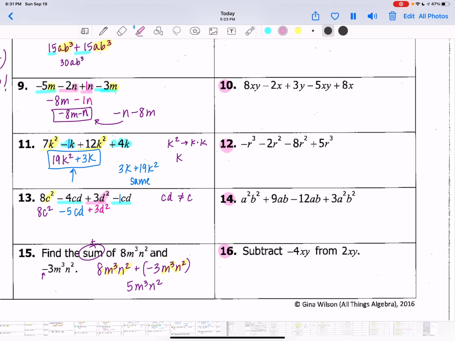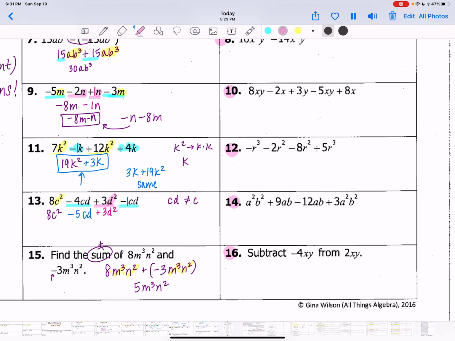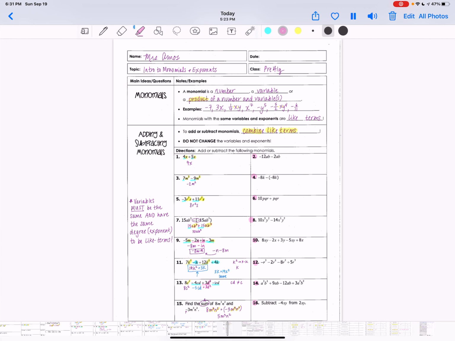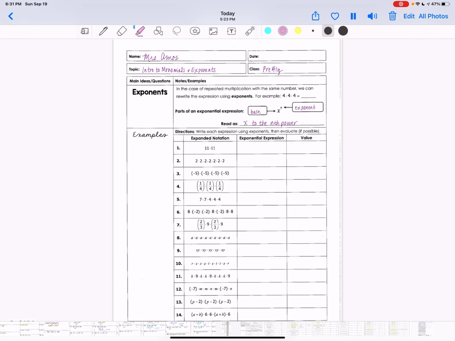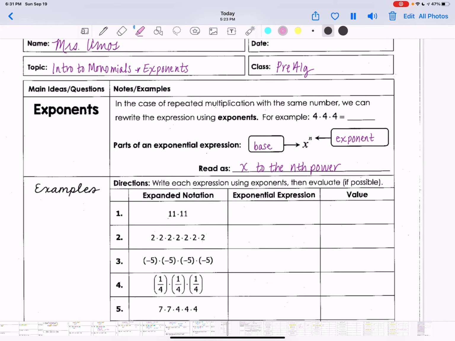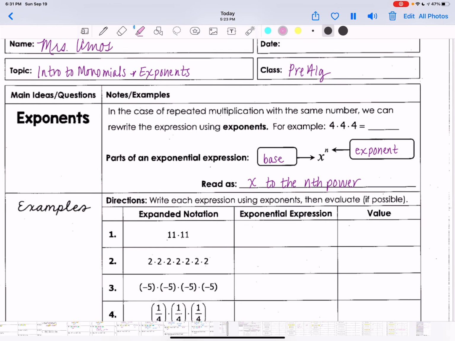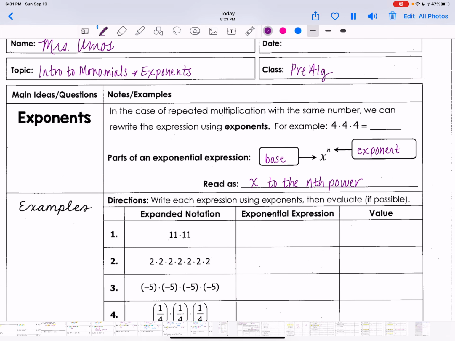And for 16, it's subtract negative 4xy from 2xy. So it's actually going to be 2xy minus a negative 4xy. All right, now let's go ahead. Let's look at this one with exponents. Turn your paper over. And it says, in the case of repeated multiplication with the same number, we can rewrite the expression using exponents. So for example, we've got 4 times 4 times 4. That's 4. And we have as the base, and 3, there's 3 4s. So that's 4 to the third power.